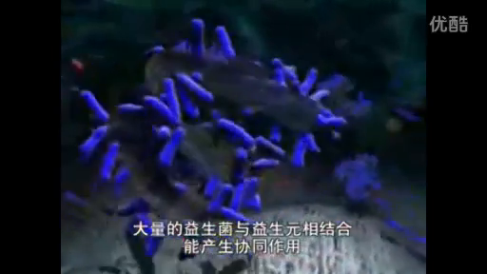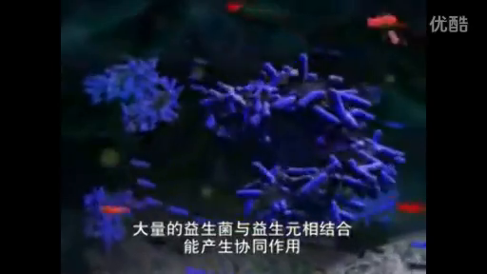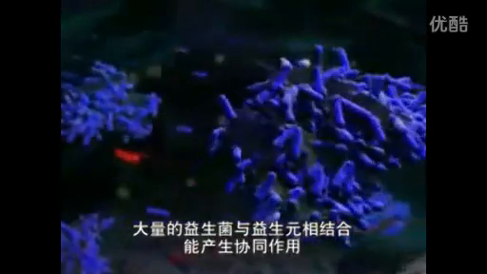This is particularly important in the lower regions of the gut, such as the colon, where large quantities of bifidobacteria are found. By combining a prebiotic with probiotic microorganisms, you have what is commonly called a synbiotic formulation. Here the ingredients produce a synergistic effect.